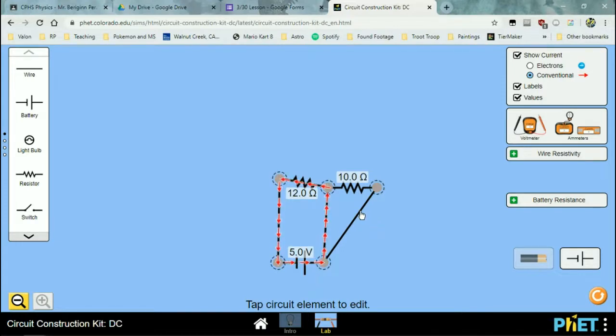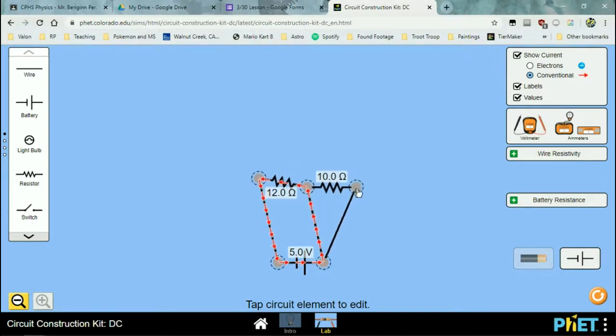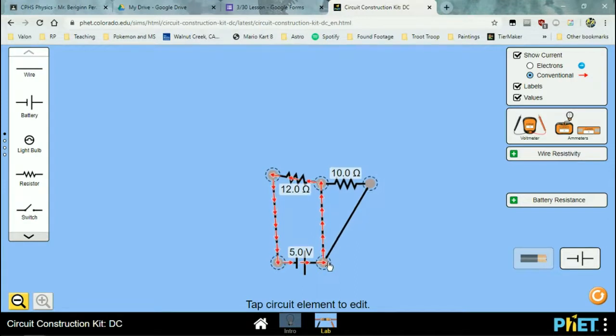And I'm confused as to why nothing's happening. Oh, I know why. You won't know why, but there is a reason why there's no current going through that side at all. Unfortunately, again, I have to... Oh, okay, well, it works there.